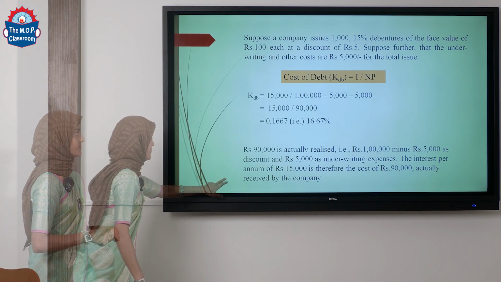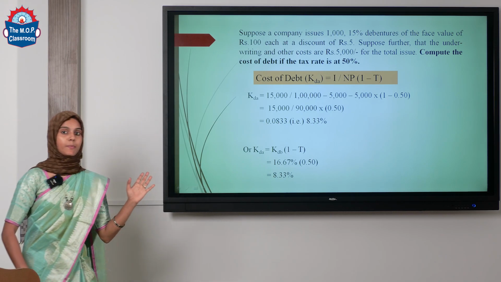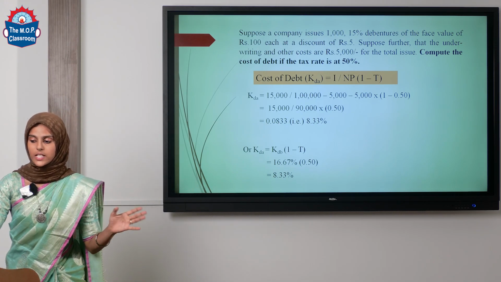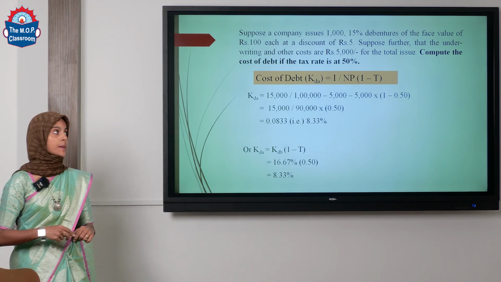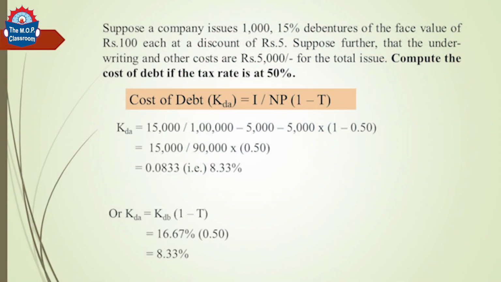So, upon calculation we will get the cost of debt before tax for the irredeemable debenture. Next, we are going to see the same example. What if there is a tax bracket that is applicable for the company? In this case, the tax rate is 50%. The same example I have used here for better understanding. So, 15,000 divided by 90,000 gives you the before tax cost. If you work out 50% tax, we will get 8.33%.